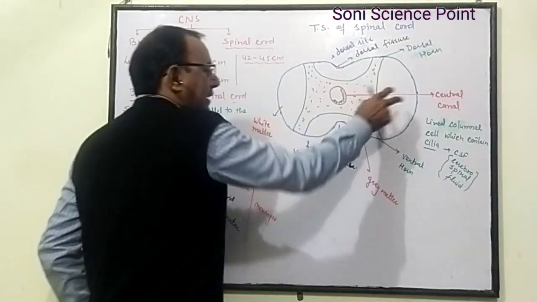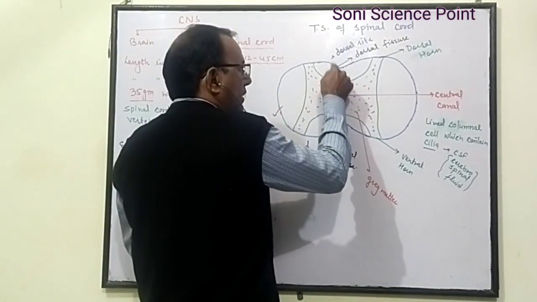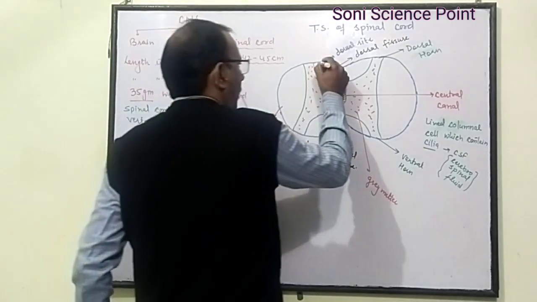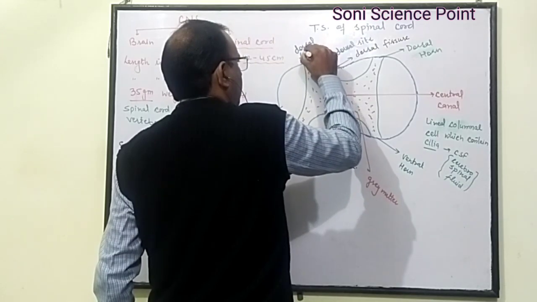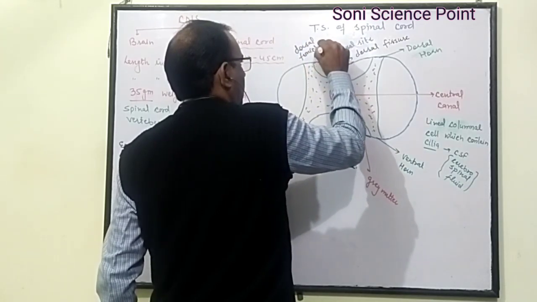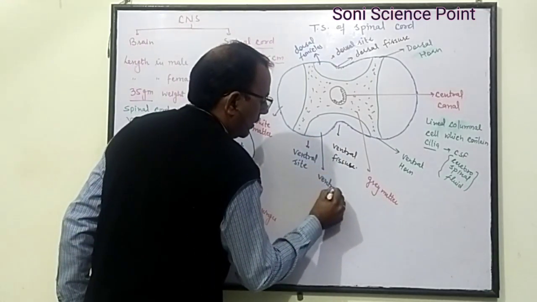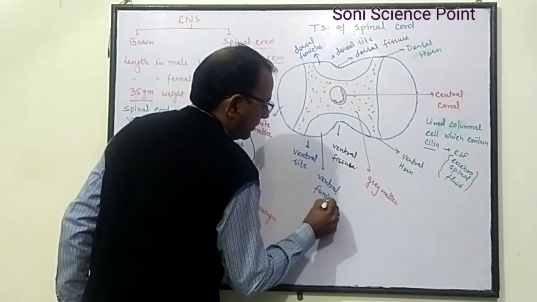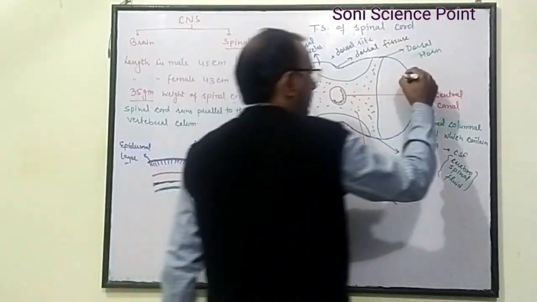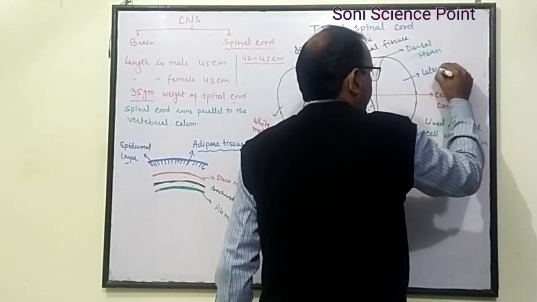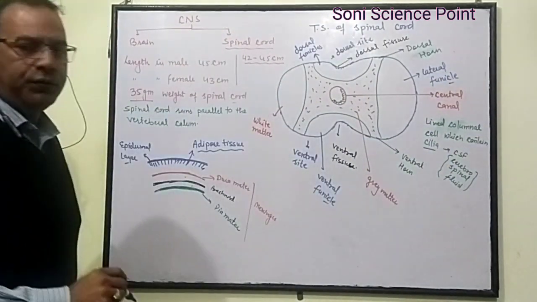So in this dissection we can see that there are three cavities. Which ones? The cavity present toward the dorsal side is called the dorsal funicle. The cavity present towards the ventral side is called the ventral funicle. And the cavity present on the lateral side is called the lateral funicle. This is the structure of a spinal cord.